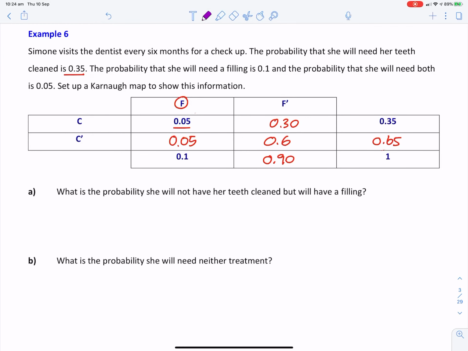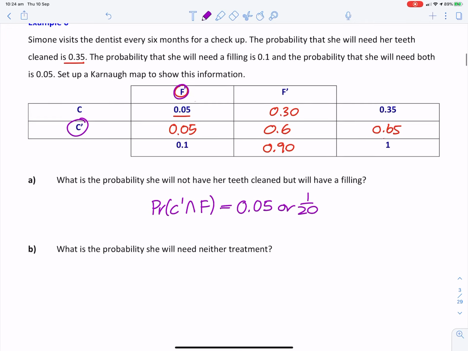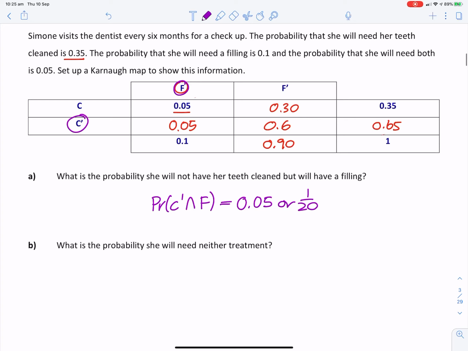So it says, what's the probability she will not have her teeth cleaned but will have a filling? The probability that she will not have her teeth cleaned and will have a filling is 0.05, or 1 on 20, same thing. What's the probability that she will need neither treatment? So the probability she won't need a clean or a filling is 0.6.